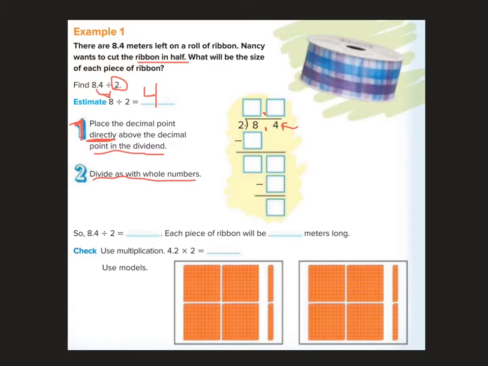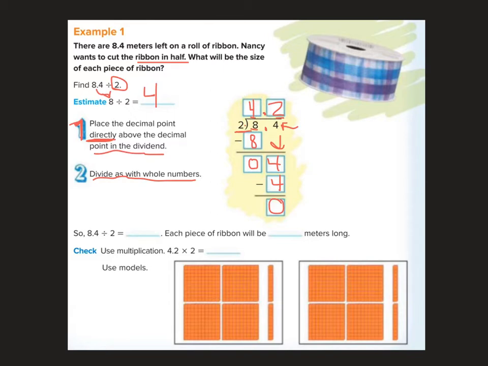So I'm going to divide my tens. 8 divided by 2 is 4. 2 times 4 is 8. Subtract. Divide, multiply, and subtract. Bring it on down, divide. 4 divided by 2 is 2. Multiply. 2 times 2 is 4. And subtract. Notice how I did nothing with that decimal point except move it up.